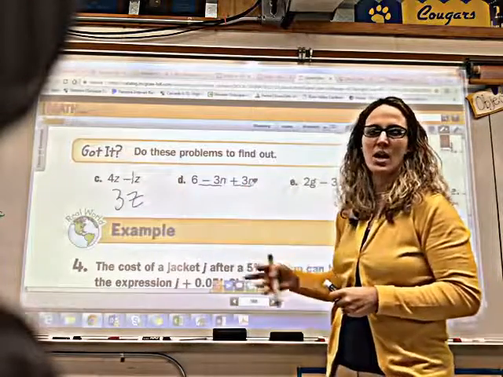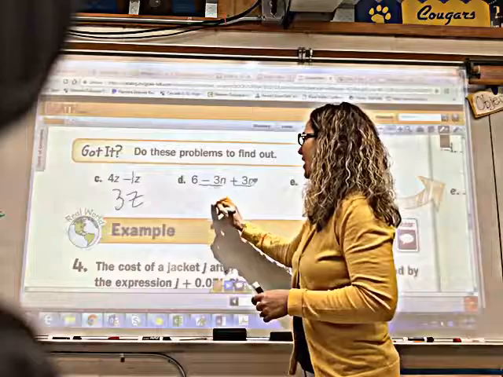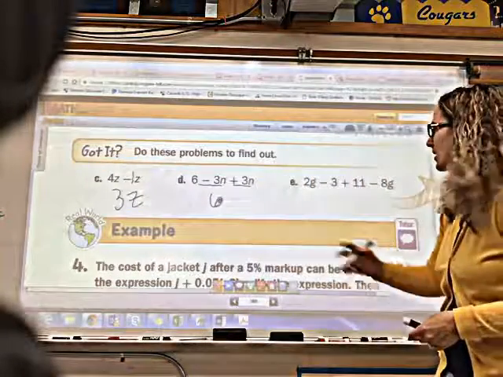As I take a look at letter D, my like terms are negative 3 and 3. Negative 3 plus 3 would be 0. What do I have left? I have the number 6 left.